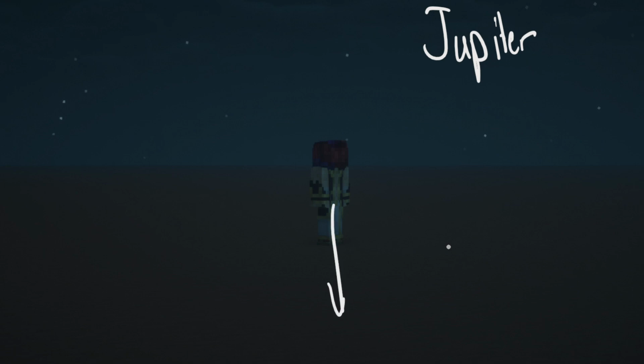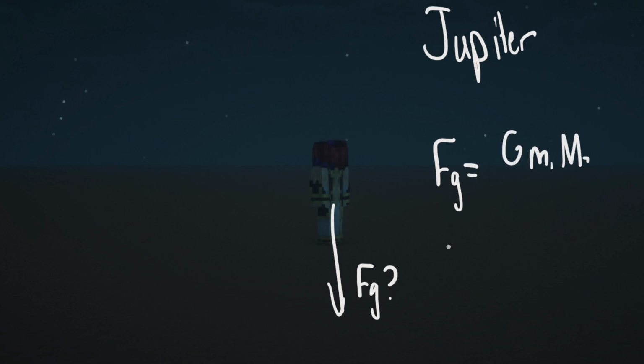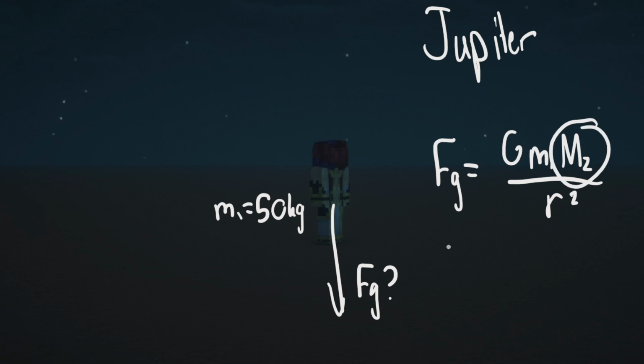So now we have a different problem. Let's say, obviously would not be physically possible, but let's say that I'm standing on Jupiter right now, right? And the question is, what is the force of gravity that I'm feeling from Jupiter? So let's think. The force of gravity is obviously capital G m1 m2 divided by r squared. So m1 is us, so let's say that our m1 equals 50 kilograms, and m2 would actually be the mass of Jupiter.